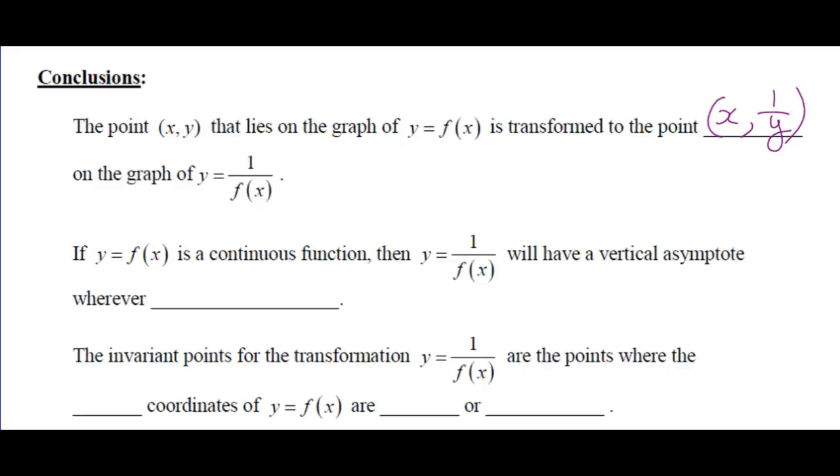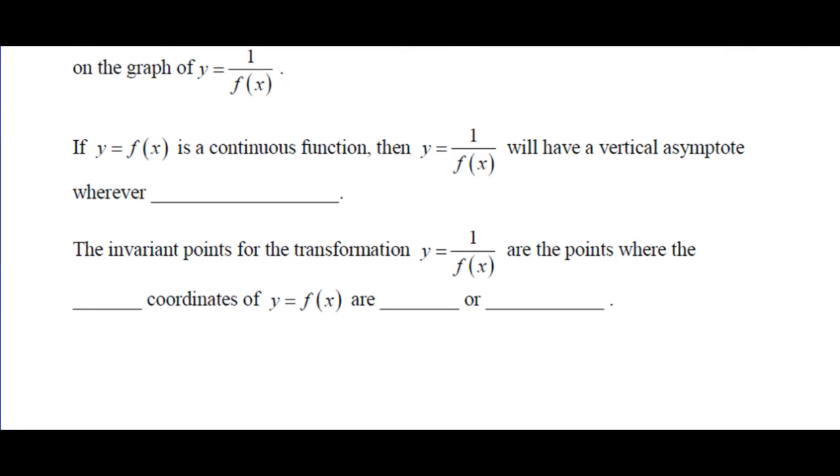If y equals f of x is a continuous function, then y equals 1 over f of x will have a vertical asymptote wherever... So when do we get vertical asymptotes? x equals 0? Not x equals 0. f of x equals 0. So wherever the original function is 0, we've got a problem, right? You can't go to 1 over 0.